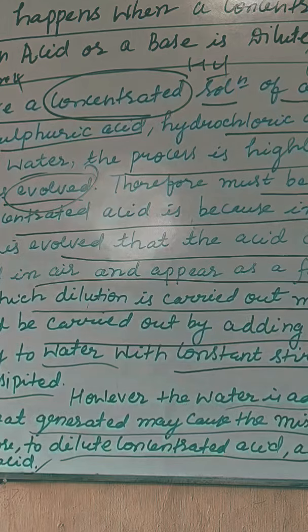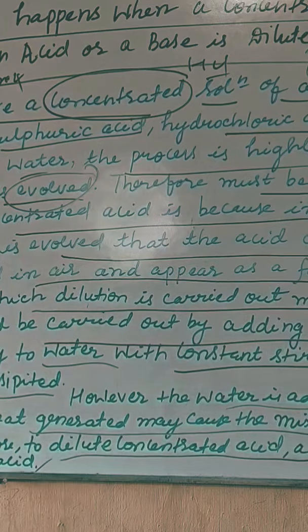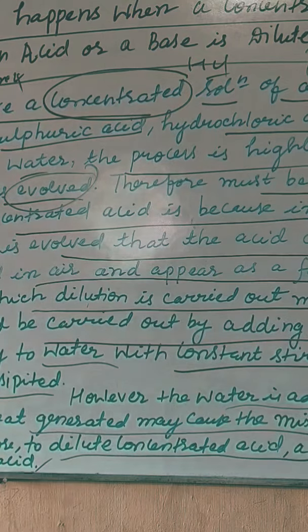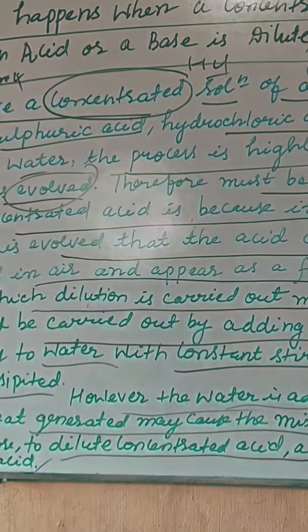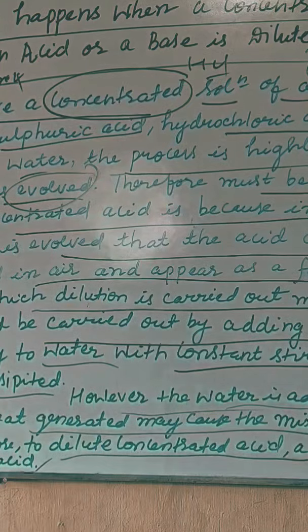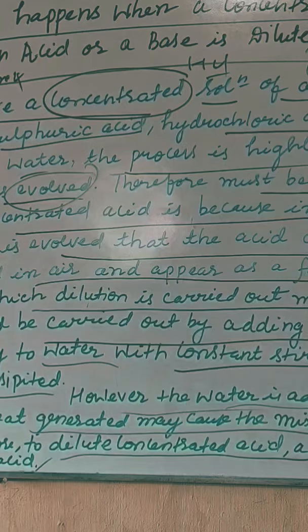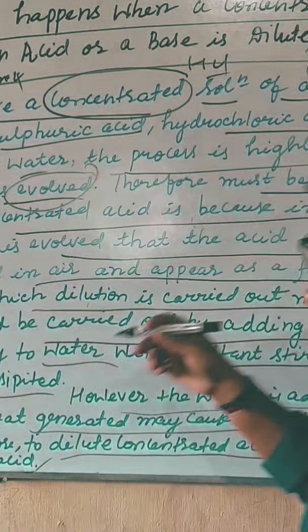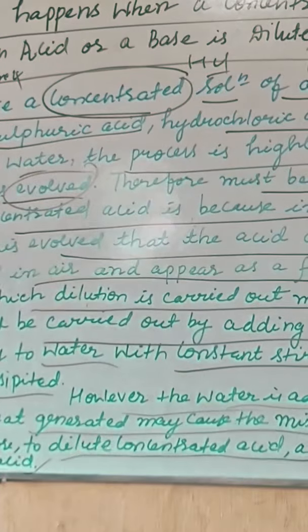It may be cracked. Therefore, dilution should be carried out by adding a thin stream of the acid slowly to water with constant stirring, and stir it properly. The heat may be dissipated, and that maintains the temperature. However, if water is added to the concentrated acid, the heat generated may cause the mixture to splash out and it may cause burns. So, therefore, to dilute a concentrated acid, add acid to water and not water to acid. This is all about the acid.